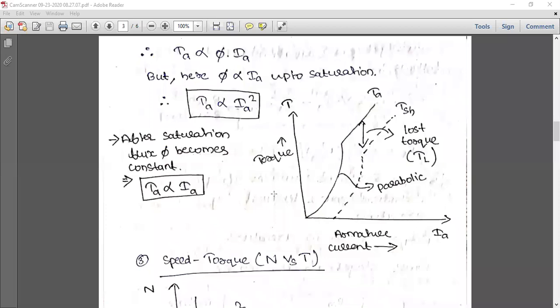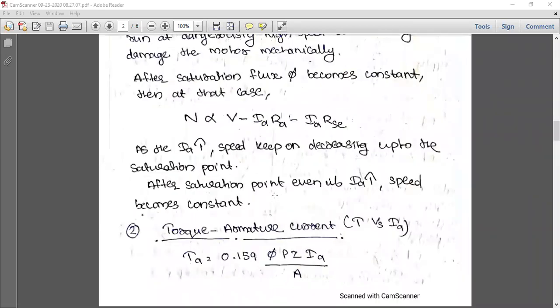Now the second curve is the torque armature current curve. So here you should recollect the armature torque equation we derived in the previous class, which is TA is equal to 0.159 phi P Z IA by A. If there is anybody who doesn't know how we got this equation, please watch the previous video.